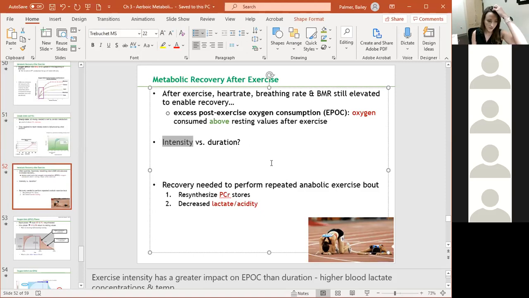Duration has some impact on it, but only if duration is combined with high intensity. So if you go for like an easy 5-mile jog at a very low pace, you probably won't have a lot of EPOC at the very end. Versus if you did maximal sprints back to back to back, your EPOC is going to be very high.